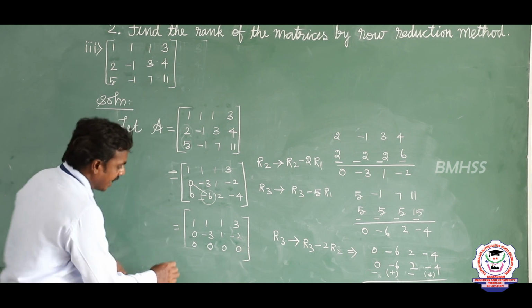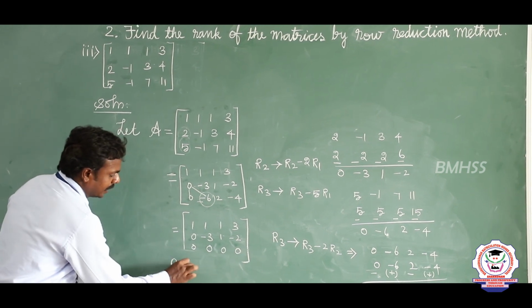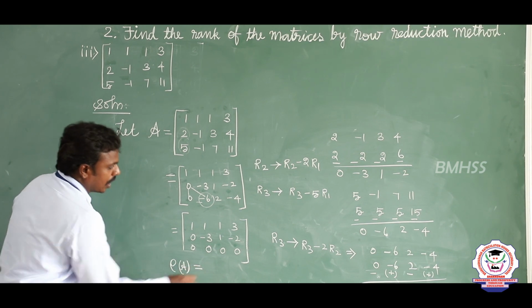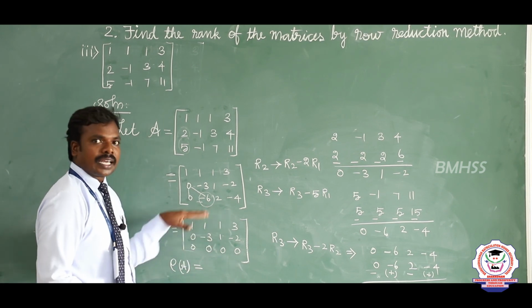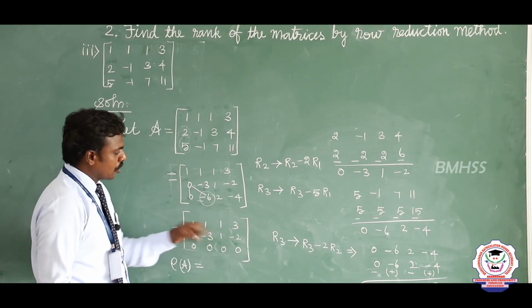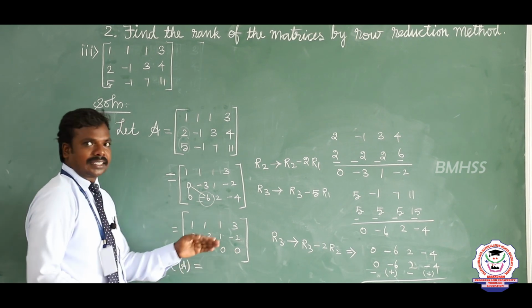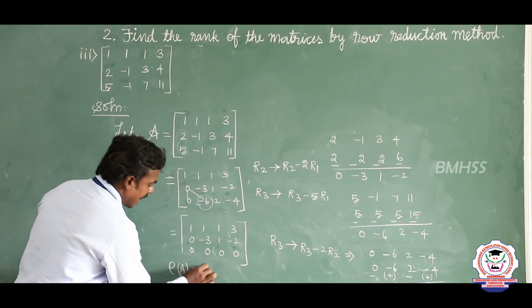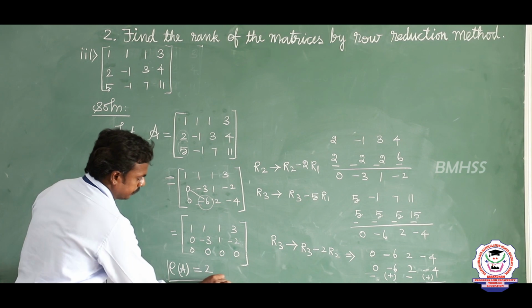Now, the rank of this matrix is the number of non-zero rows. So how many non-zero rows are there? Only 2 non-zero rows are there. The third row is completely a zero row. From this, the rank of this matrix is 2.